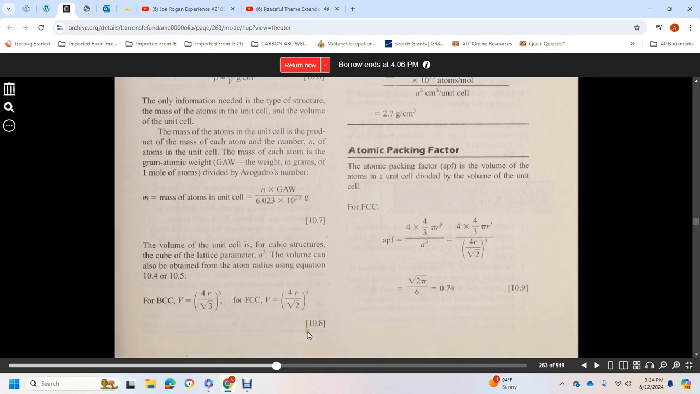The volume of the unit cell of the cubic structure with cubic lattice parameter A is A to the third. The volume can also be obtained from the atomic radius using equations 10.4 and 10.5. The BCC volume is equal to 4 radii over the square root of 3, to the third. The FCC volume is equal to 4 radii over the square root of 2, to the third.